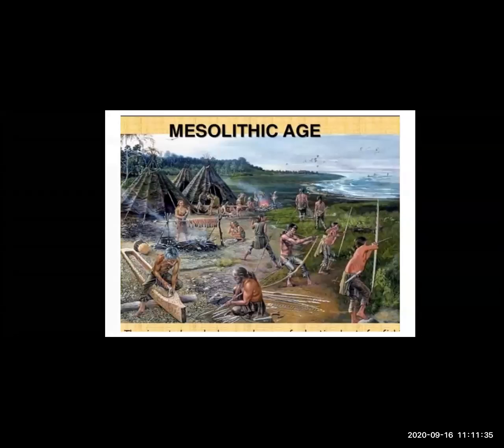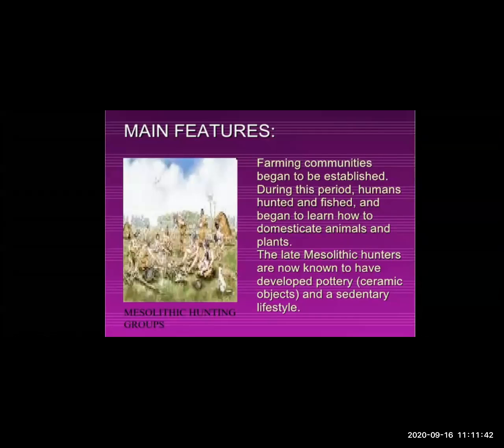Now coming to the Mesolithic age. We will see how it was. The main feature of the Mesolithic age is that farming communities began to establish. During this period, humans hunted and fished and began to learn how to domesticate animals and plants. The late Mesolithic hunters developed pottery, ceramic objects, and a sedentary lifestyle.